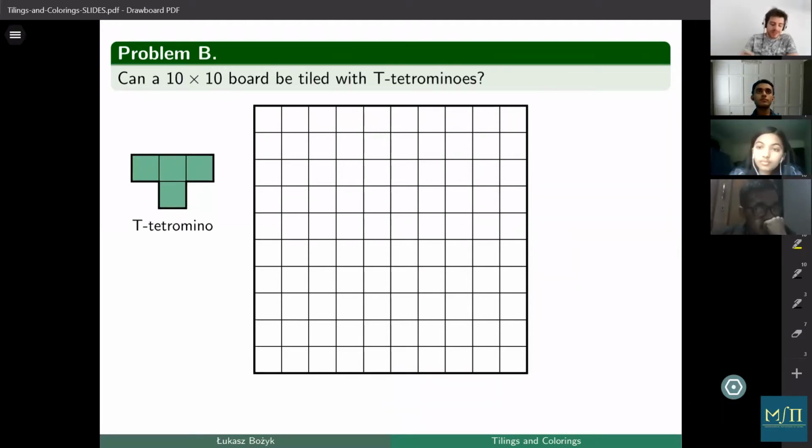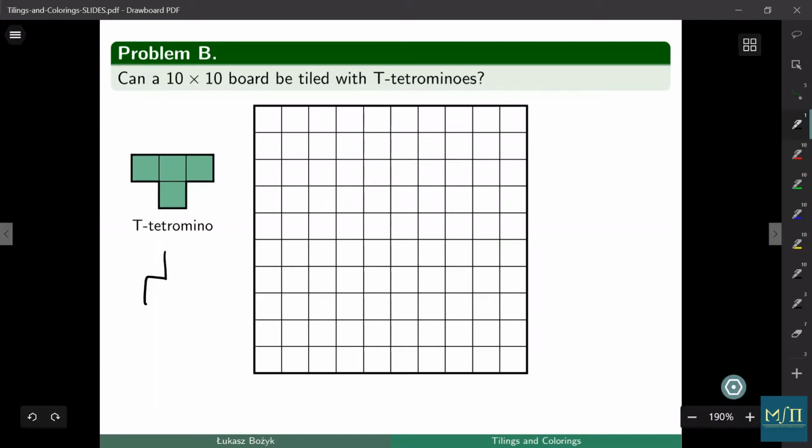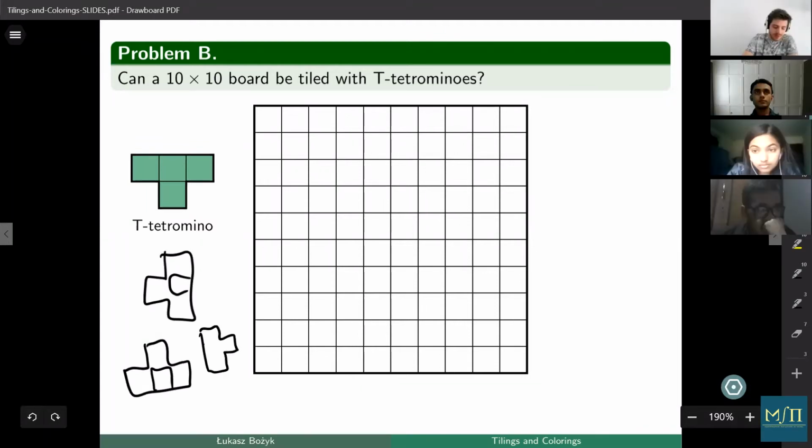So let's have a look at this problem, problem B. It asks whether a 10 by 10 board can be tiled with T tetrominoes. What is a T tetromino? You can see it in the left margin. It is a tile consisting of 4 cells in the shape of a letter T, and any tile that is rotated with respect to this one. So we can have also those orientations.